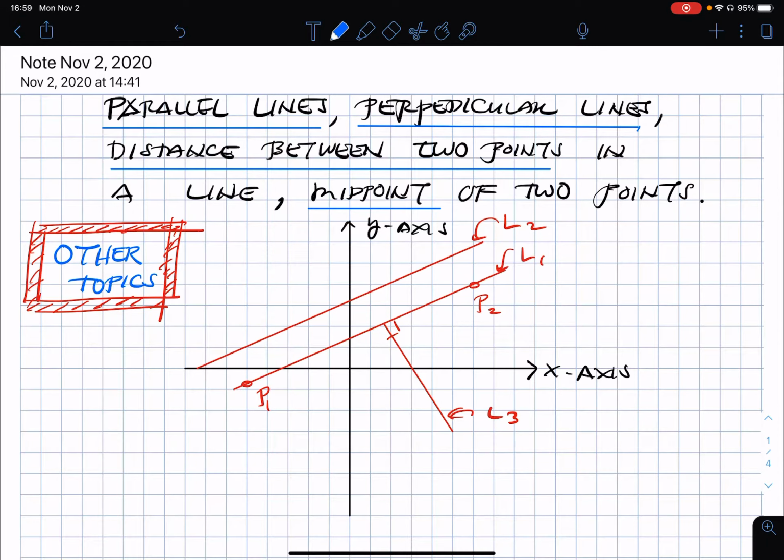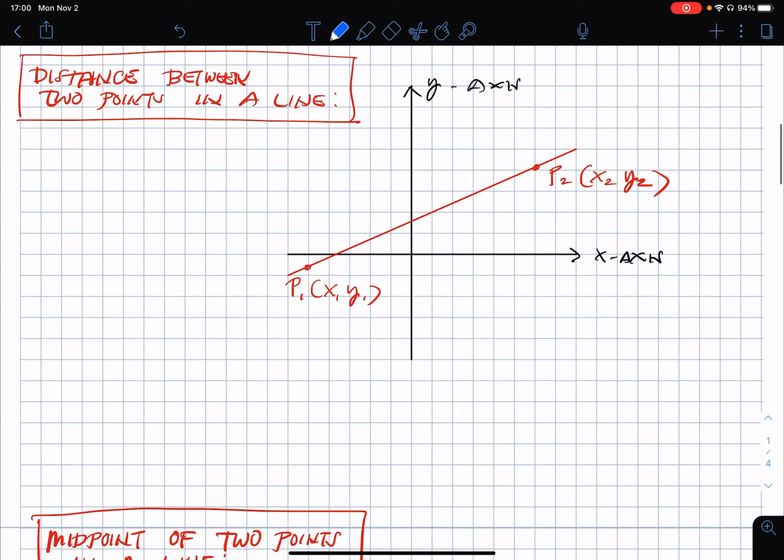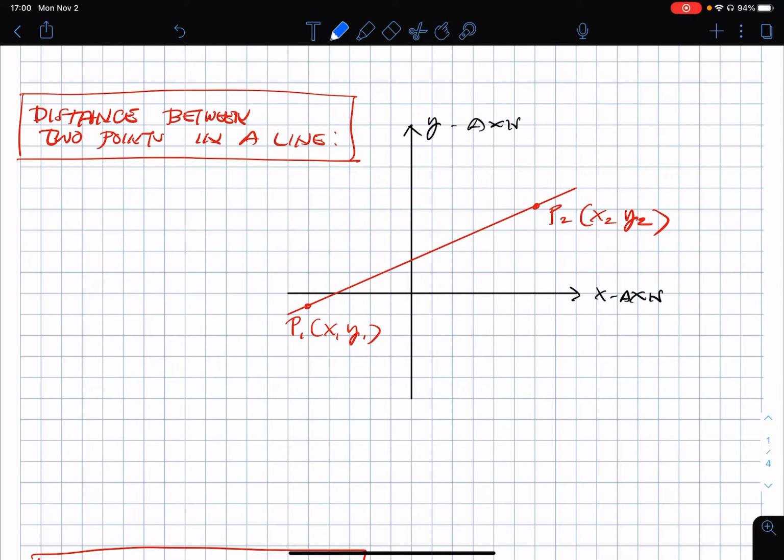Okay, today we'll talk about the other topics of straight line in analytic geometry. These will be the conditions of parallel lines, perpendicular lines, distance between 2 points in a line, and also the midpoint of 2 points in a straight line. Okay, these are the other topics. To do it one by one, let's start with the distance between 2 points in a line.